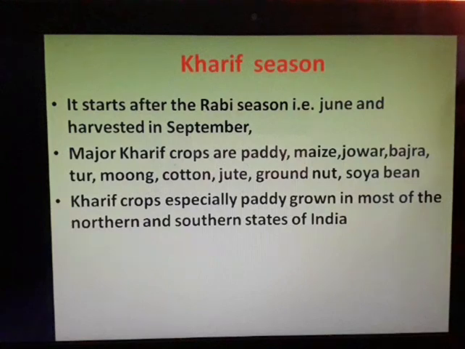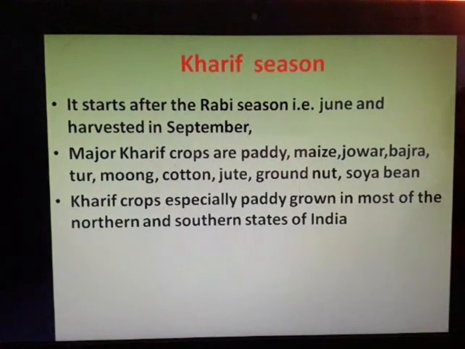The second season, the Kharif crop season, starts after the Rabi season, that is from June, and is harvested in September to October. That is, crops are grown with the onset of monsoon. The major crops grown during this season are paddy, maize, jowar, bajra, tur, moong, cotton, jute, groundnut and soybean. Kharif crops, especially paddy, are grown in most of the northern and southern states of India.